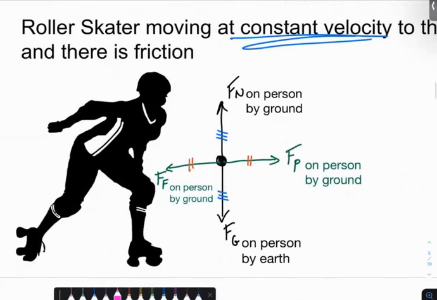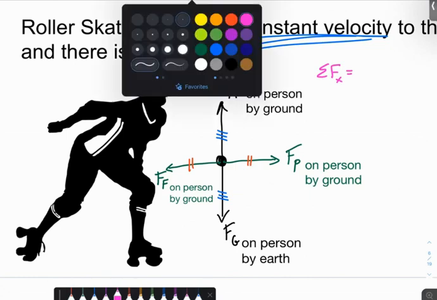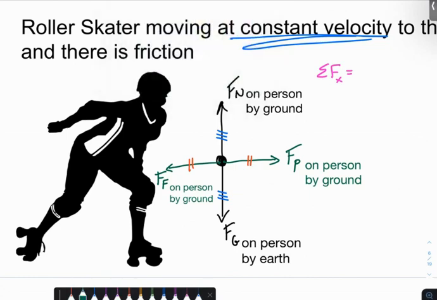This one gets a little bit more complicated because now we have x and y directions. So when we do the sum of my forces in the x direction here, I am going to have a push force going to the right. So that's a plus Fp.